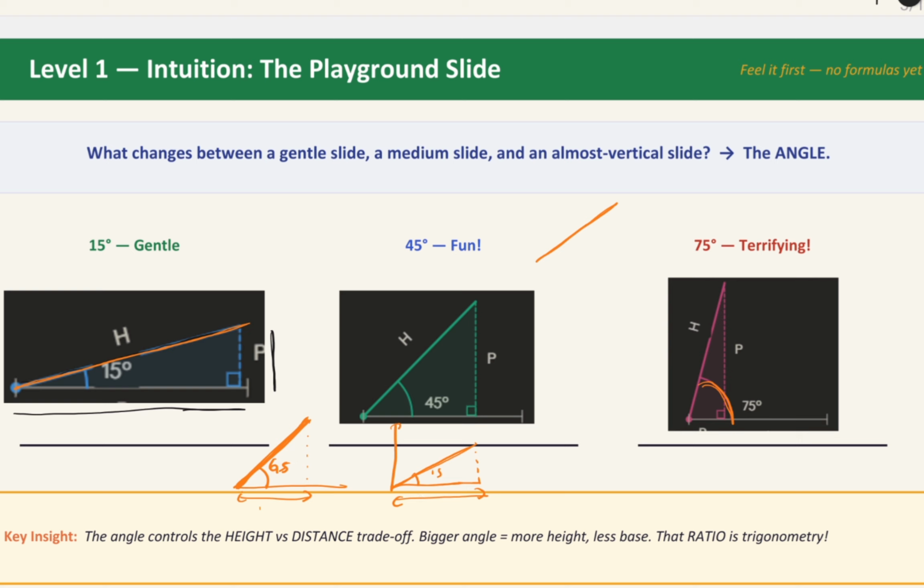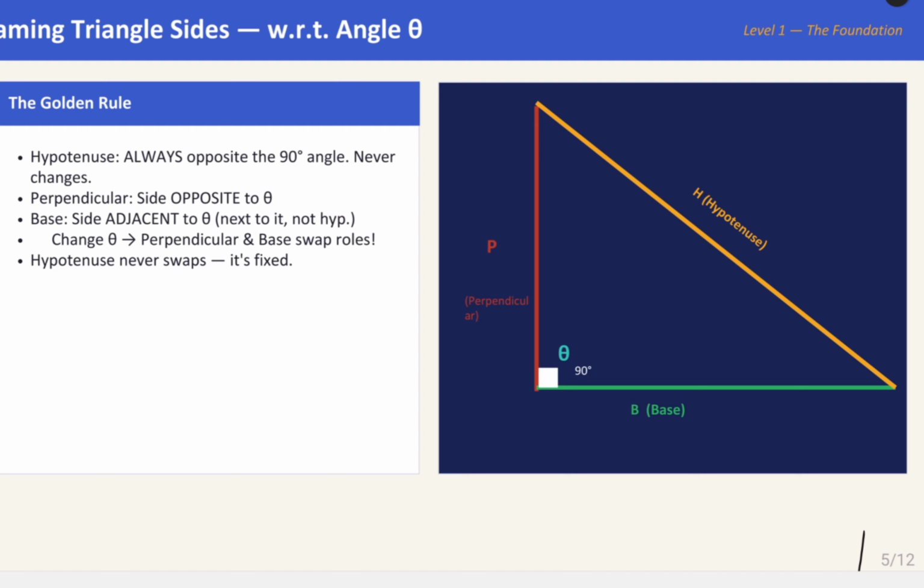This relationship, the ratio between the sides, is what trigonometry captures. It gives each angle its own identity card that tells you exactly how the sides relate. So basically जो हमारा angle होता है, it tells us what is the relationship with the sides. So the angle tells us about the ratios. Moving on to the next slide.